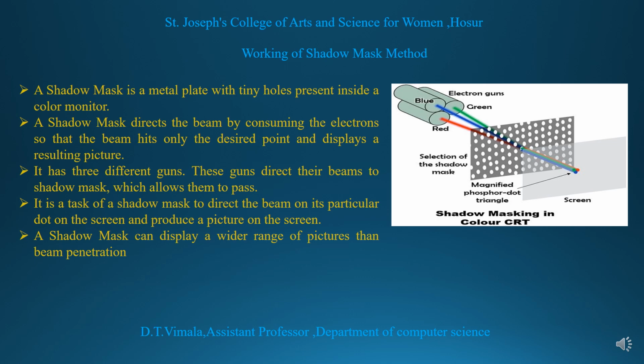It has three different guns. These guns direct their beams to the shadow mask, which allows them to pass. It is the task of the shadow mask to direct the beam onto its particular dot on the screen and produce a picture on the screen. A shadow mask can display a wider range of pictures than beam penetration. These are the two methods for the color CRT monitor.